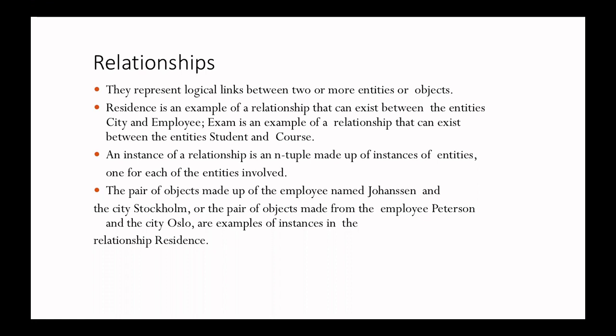An instance of a relationship is a tuple made up of instances of entities, one of each of the entities involved. The pair of objects made up of the employee named Johnson and the city Stockholm, or the pair of objects made from the employee Pat Peterson and the city Oslo, are examples of instances in the relationship residence.